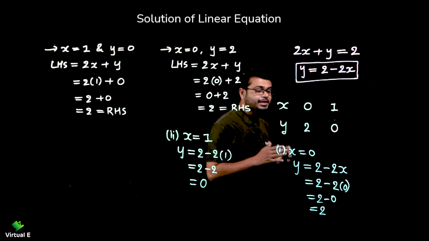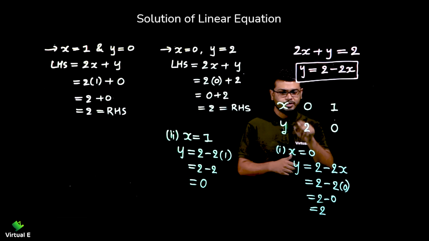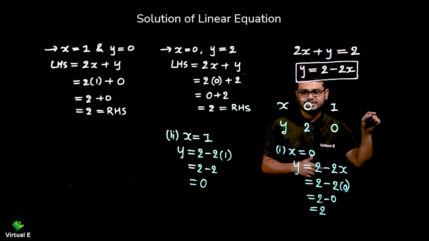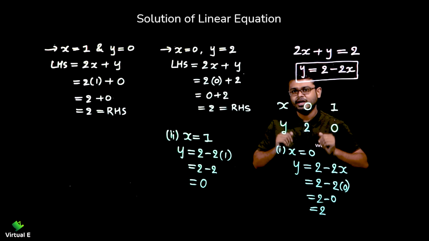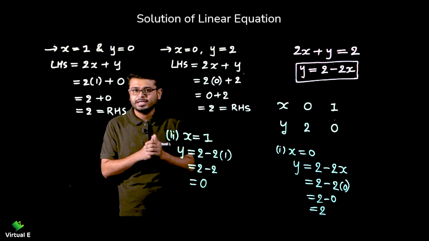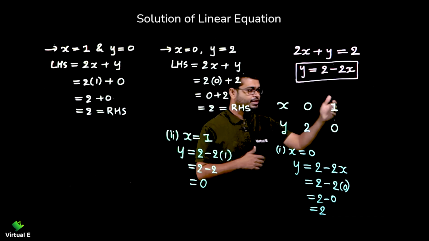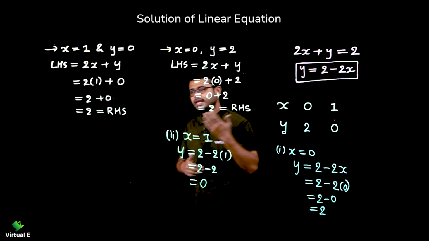Basically, we are getting infinitely many solutions. How can I say that? See over here, you take any value of x, there will be a value of y related to it, and you can take any value, meaning n number of values you can take. 0, 1, 2, 3. You can take -1 as well, -2, -3. Any value you can take.